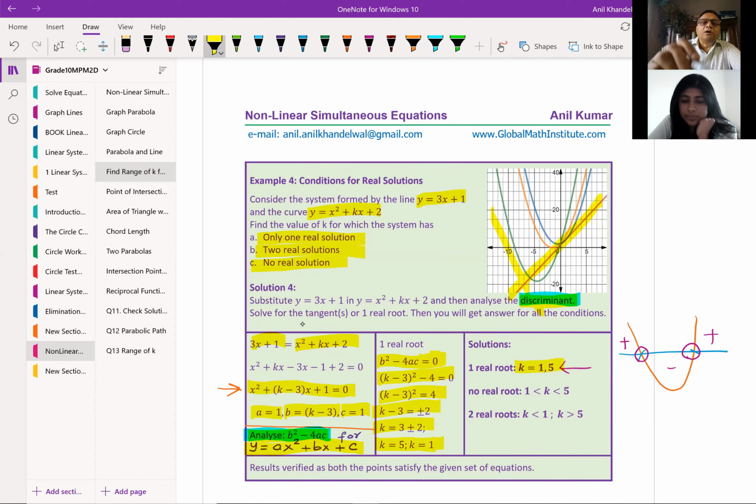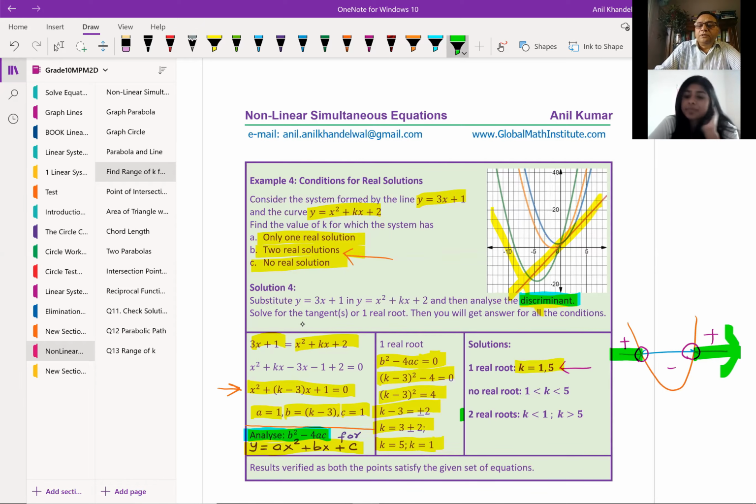Right. Now, when we have to look into the second case, which is two real roots. Two real roots means it has to be positive. And since it is positive, we have to look for a region which is beyond those points, right? So that is what it is. Do you see that part?